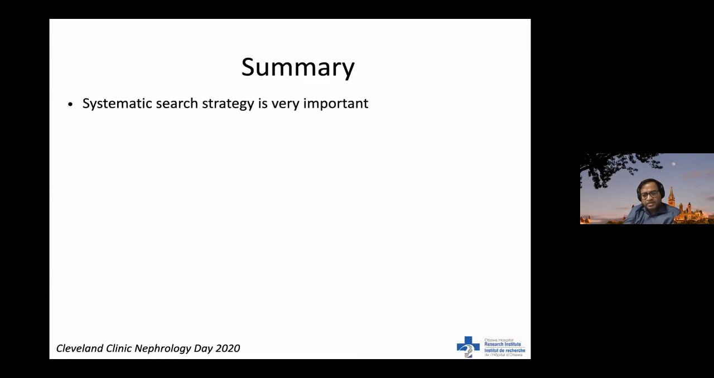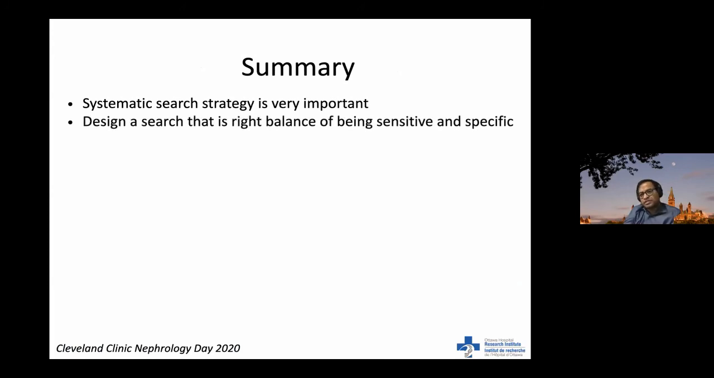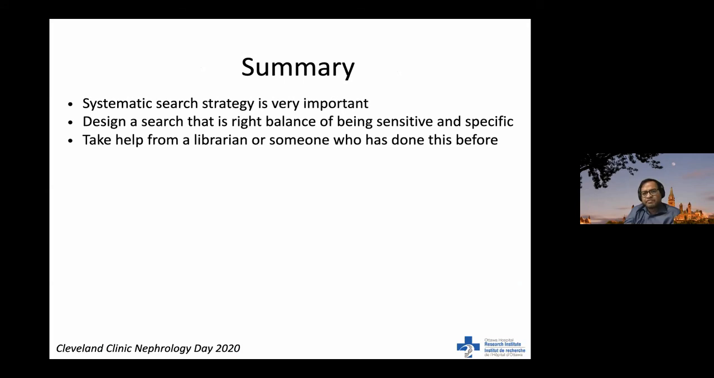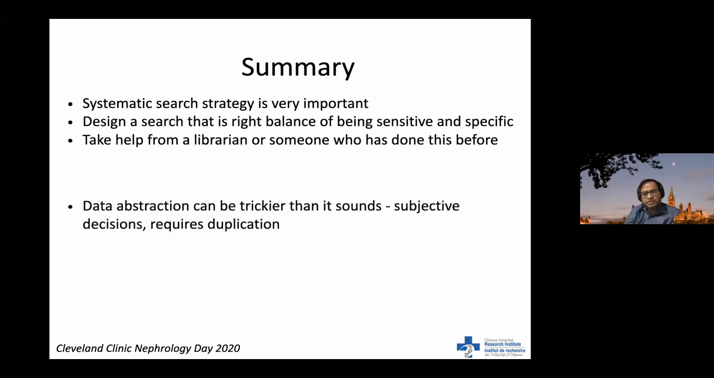So to summarize, a systematic search strategy is really, really important. You should design a search that is the right balance of being both sensitive and specific. Make sure you take help from a librarian or someone who has done this before. Don't venture into doing this on your own, because you're going to do an improper search and will go through a lot of effort for a paper that may be hard to publish.